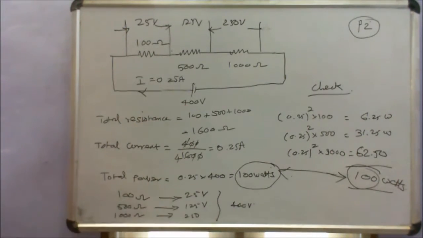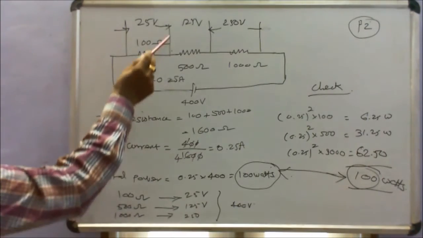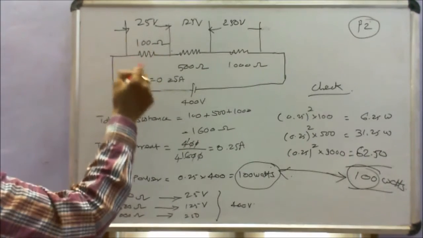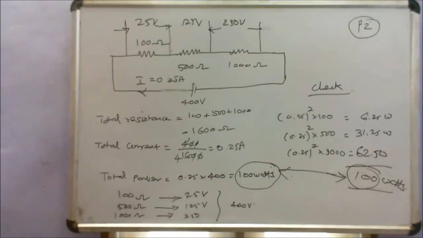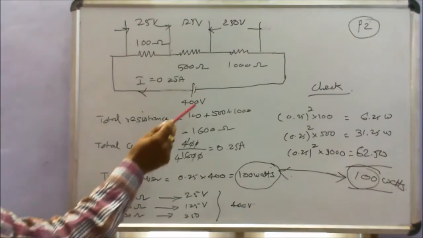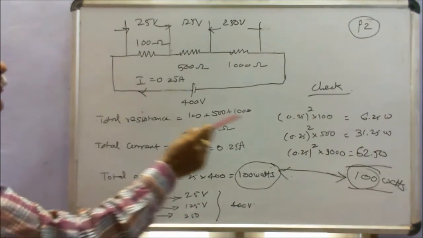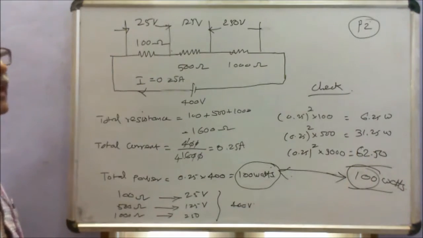Here Kirchhoff's law is applied. The total voltage drop across each resistor, the sum of the voltage drops, is equal to the supply voltage. 25 plus 125 plus 250 is equal to 400. We can check whether the problem is correct. Here the power dissipation in each resistance we can compute.